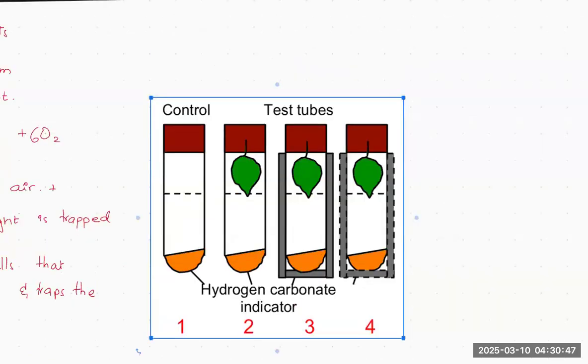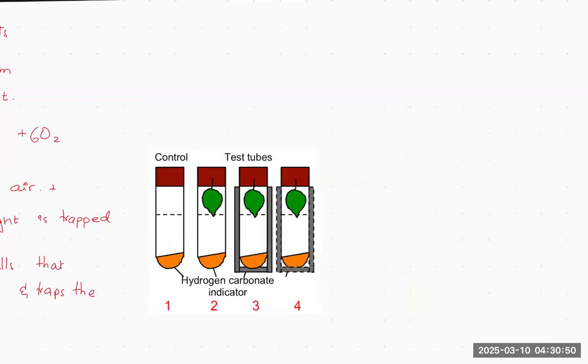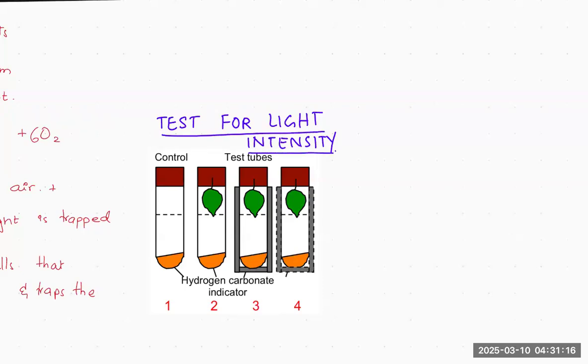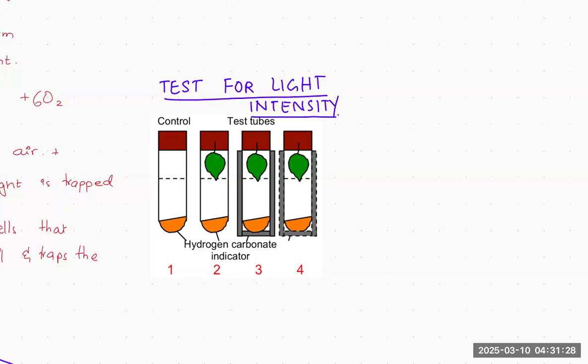Now let's see the test for effect of light intensity. Over here you will see that we have added a solution, an indicator. We call it hydrogen carbonate indicator. The hydrogen carbonate indicator is an indicator for what? For the carbon dioxide concentration.